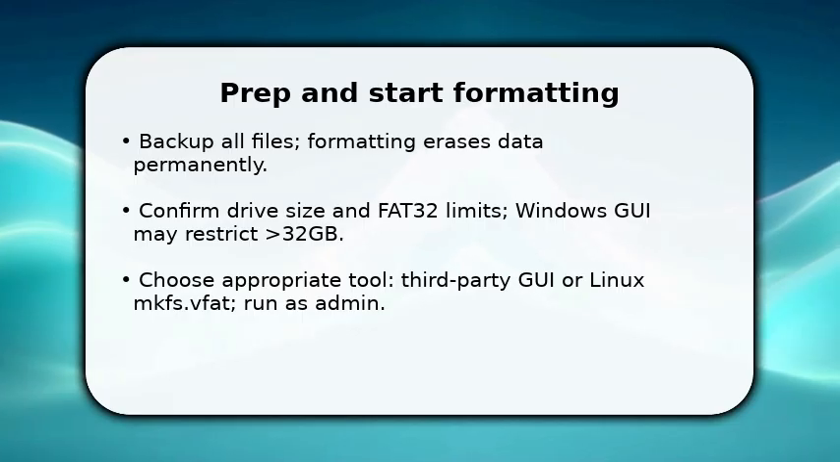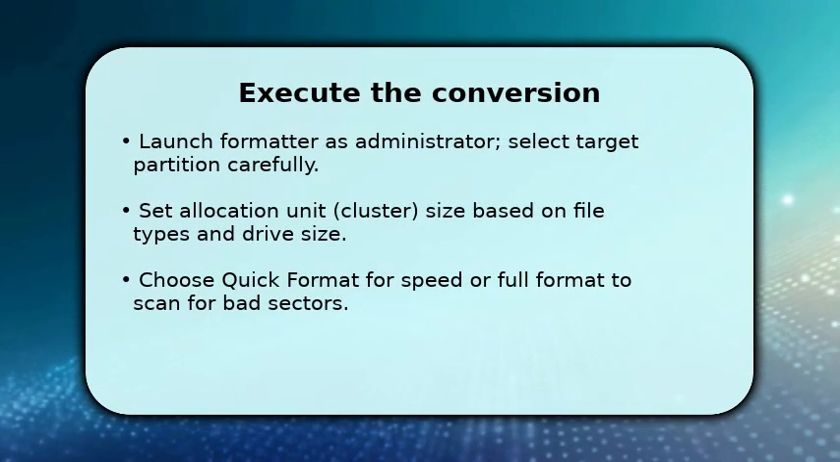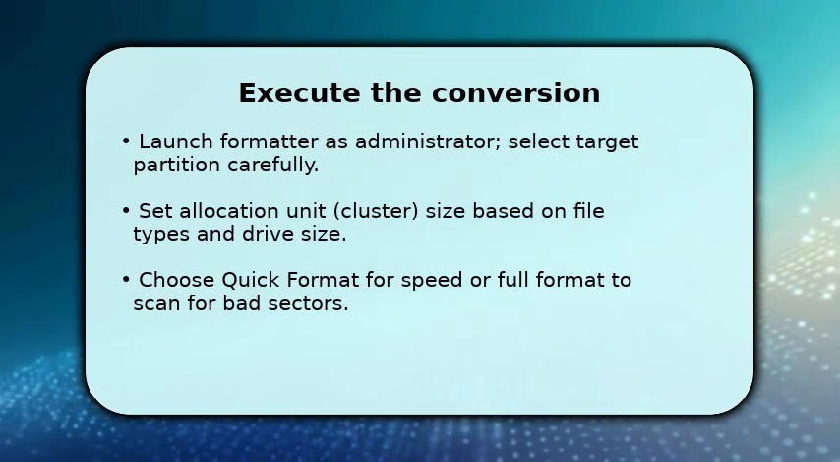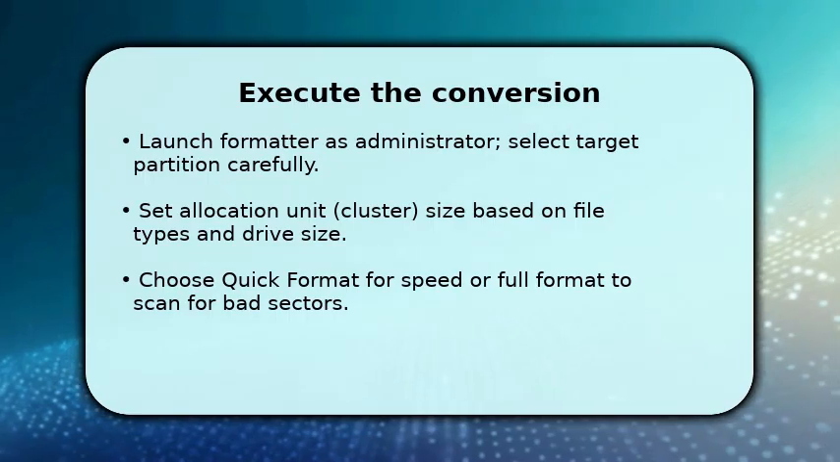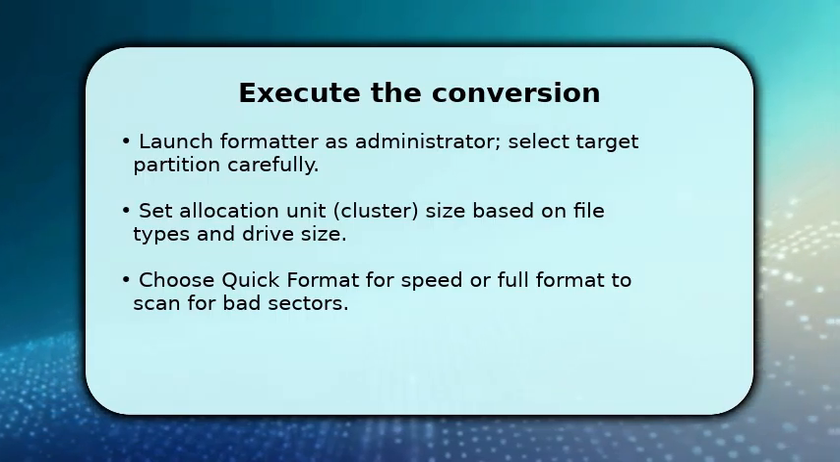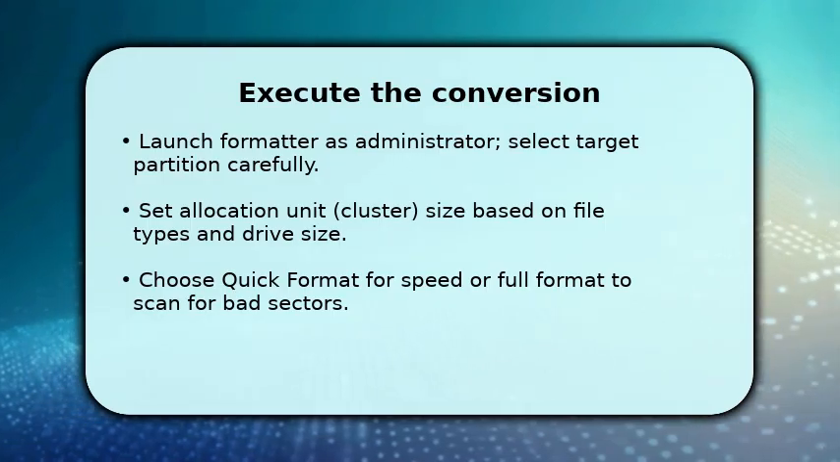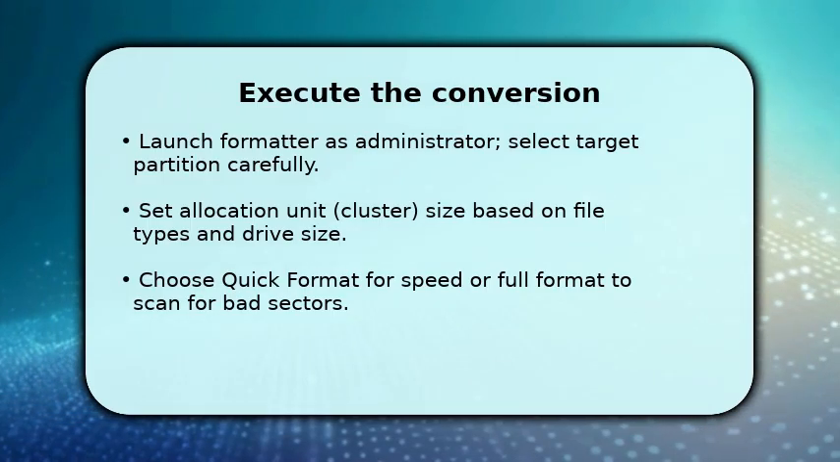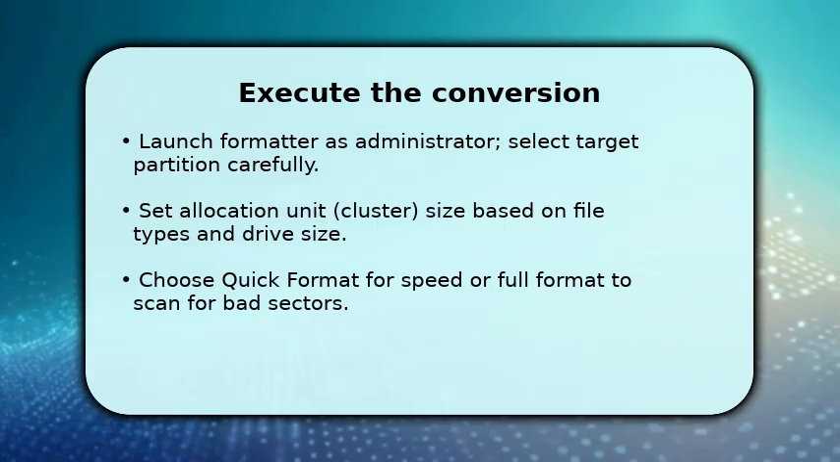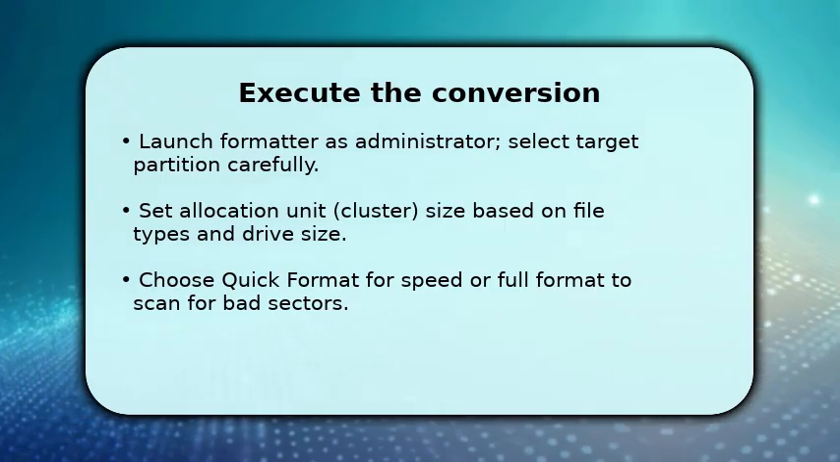You open your chosen tool with administrator privileges, select the NTFS partition, and pick FAT32 as the target file system. Make sure to pick an allocation unit size that fits your workload, larger clusters for big media files, smaller for many small files, because it affects performance and waste. Then choose quick versus full format depending on whether you want a surface scan.